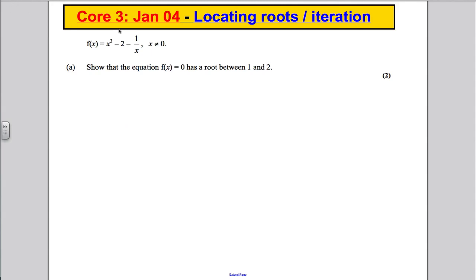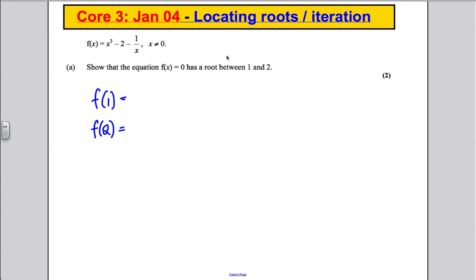Okay, going through this bit by bit, here's our function. We are to show that f of x is 0 has a root between 1 and 2. So let's work out f of 1 and let's work out f of 2. Hopefully there'll be a change of sign. Because the function is continuous between 1 and 2, we know we've certainly got a root.